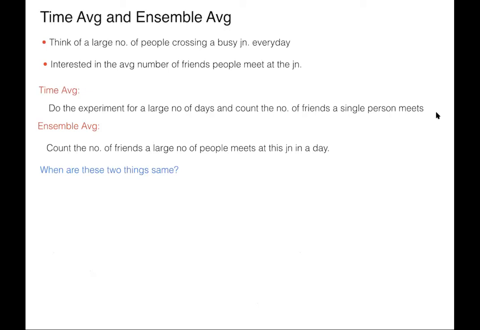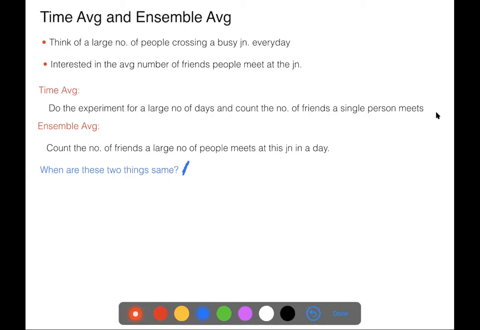So forget about particles and Hamiltonians. Just think of a large number of people crossing a very busy junction every day. And say you are interested in the average number of friends people meet at the junction. So there are two ways to do it. You can do the experiment for a large number of days and send one person, but just count the number of friends a single person meets. That's what you would call a time average. Or you could count the number of friends a large number of people meet, but do it in a day, in one shot, and that would be the ensemble average. And essentially, you are asking, if I have such things, when are these two things the same?